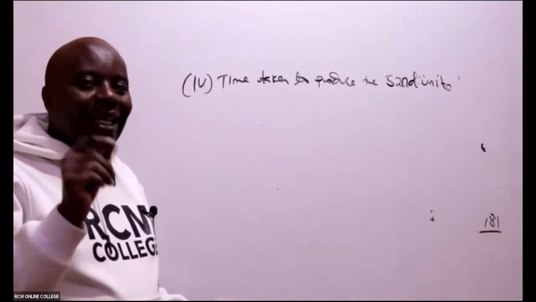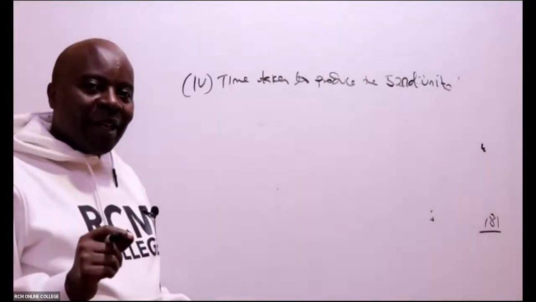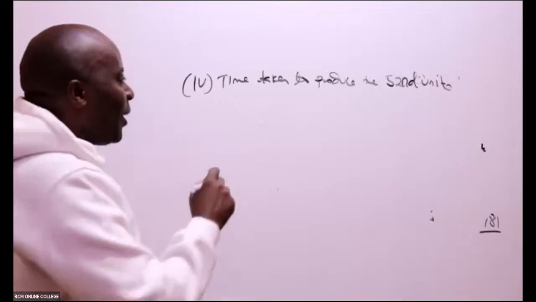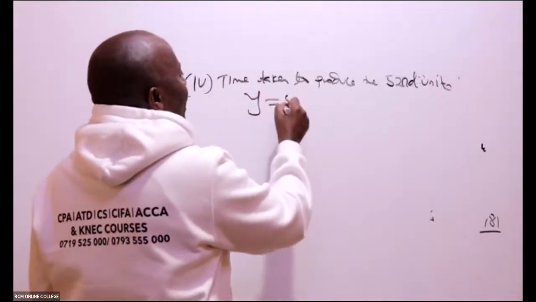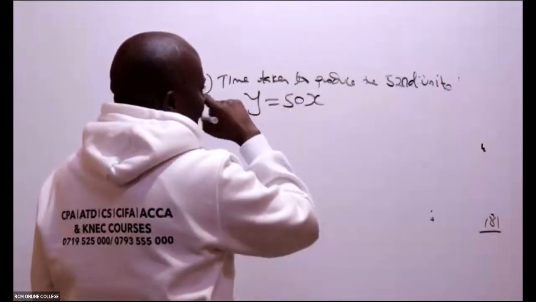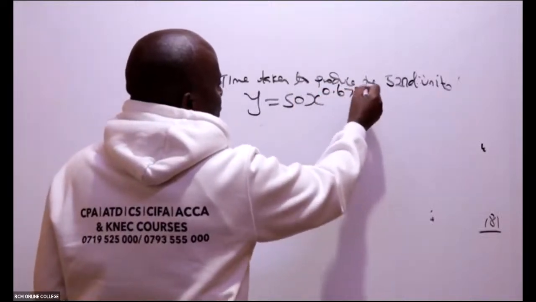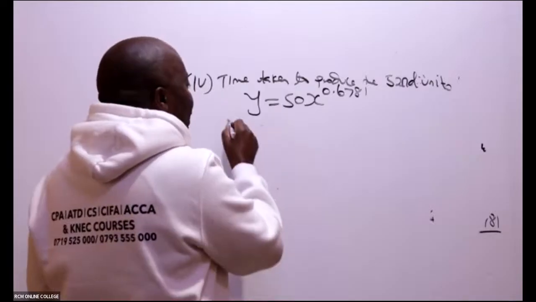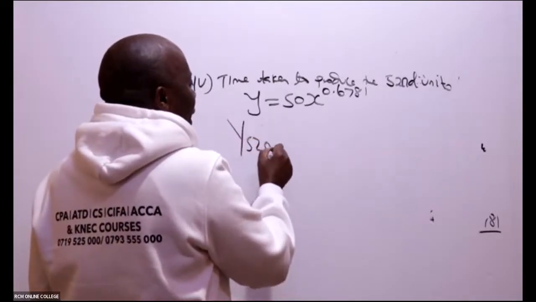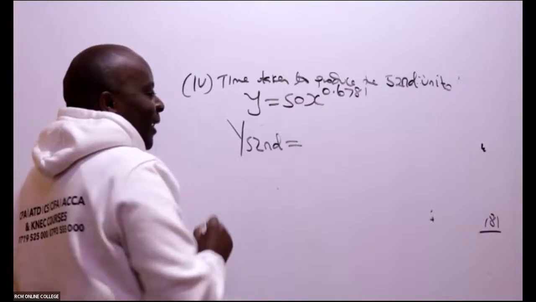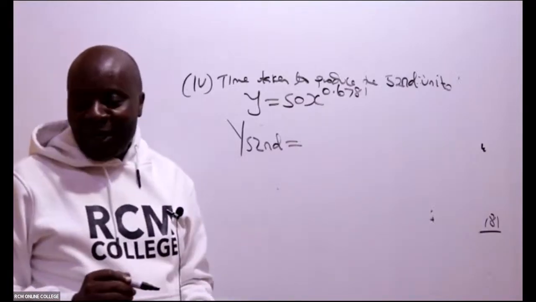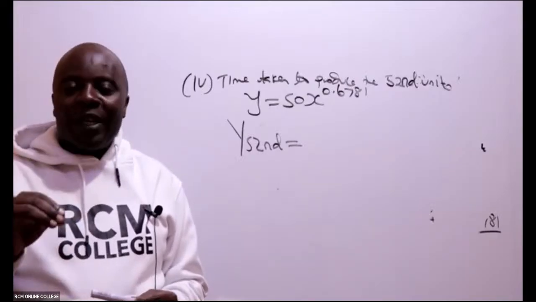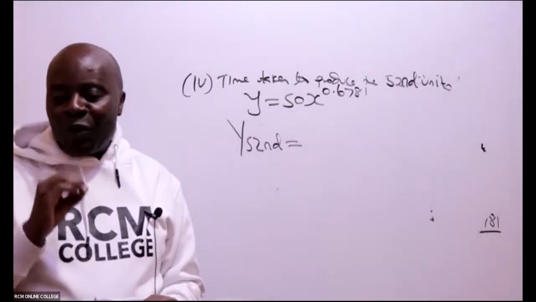The time taken to produce the 52nd unit is not X being 52. They are very specific for a particular unit. So remember, we know that our Y is 50x raised to 0.6781, right? But you see, they want Y 52nd. Can somebody help us expand this? This needs expansion. Because if you say X is 52, then we'll be accounting for all the units up to 52.